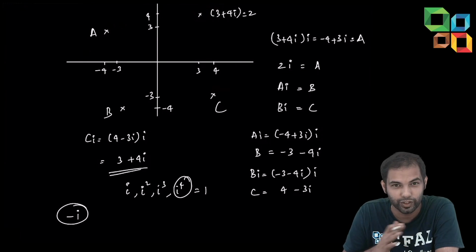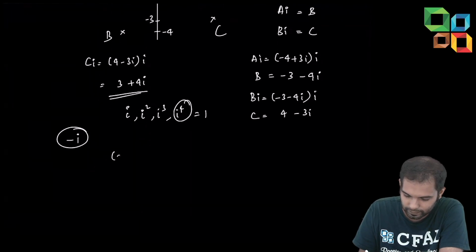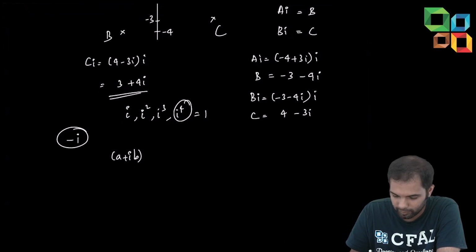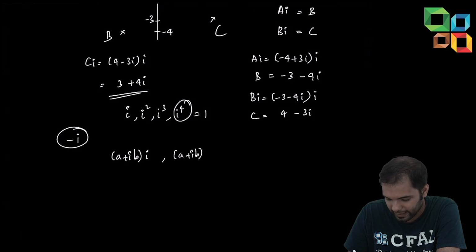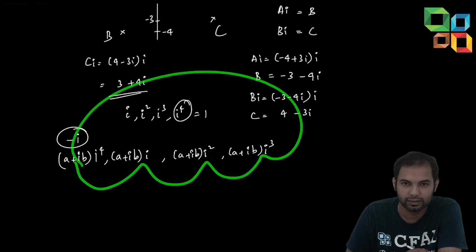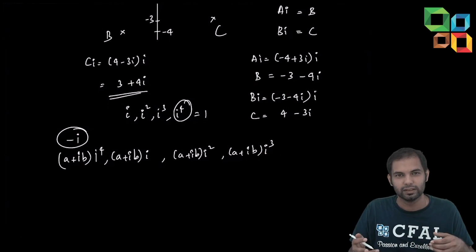Now the question is, is it true for any complex number? If I take any random complex number, say A plus i, will that happen? Yes, it will. Because see what you are doing: you're multiplying with i once, the second time you're multiplying with i again, the third time again, and the fourth time, i power 4 is nothing but 1. You can see that it will keep rotating like this. So any complex number you take, you go back to the same point.